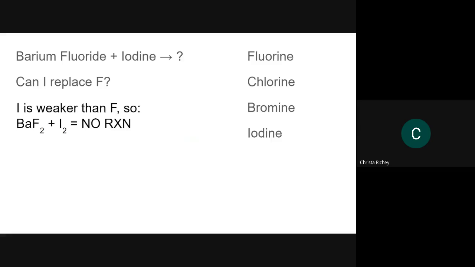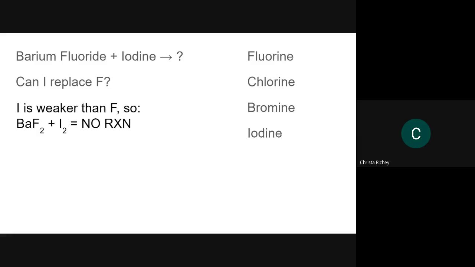Right. Fluorine is stronger than chlorine. Chlorine is stronger than bromine. Bromine is stronger than iodine. As you go down, you become weaker. In order for iodine to kick out fluorine, it has to be mightier than it, and it's not. It's the weakest of them all.